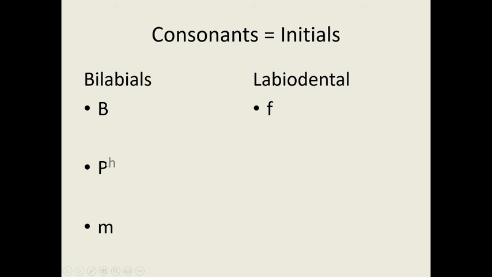So we call these three letters bilabials because you make them with two lips, and that's B, P, and M, and they're almost exactly the same as English, B, P, M. The only difference is the P is aspirated, which means you're going to blow a little more air when you say it, B, P, M. And then the labiodental is F, which sounds the same as English. It's the lip on teeth, F, B, P, M, and F.